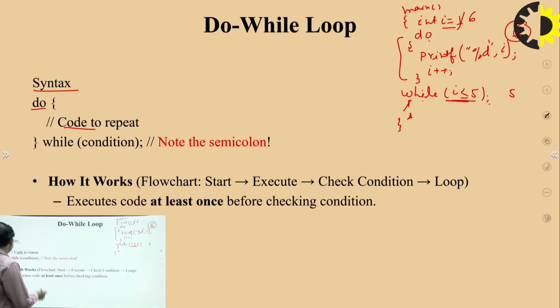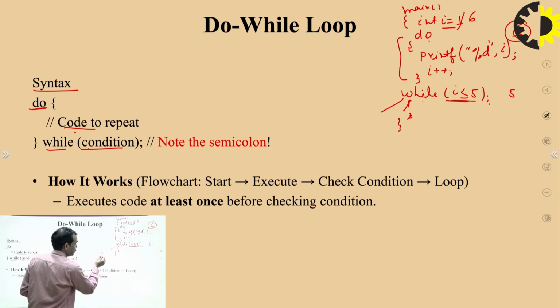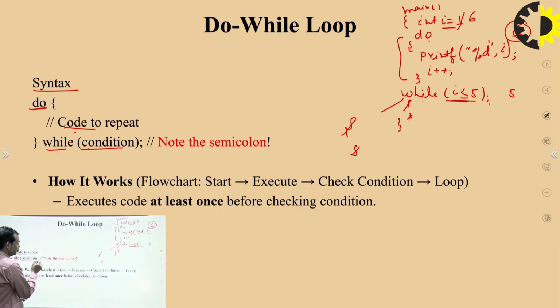Same here, firstly we have to apply the syntax: do, then the repetition of the code, and after that we apply the condition. But the main thing is that when we use the condition and we are not using curly brackets, it is mandatory that we use a semicolon after this condition.